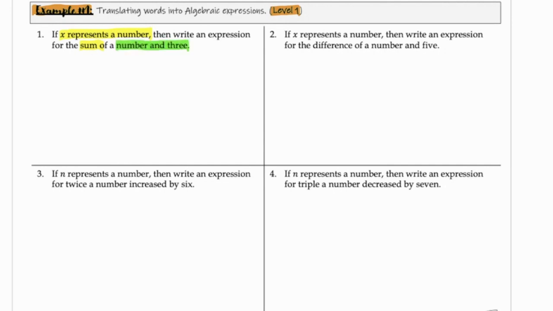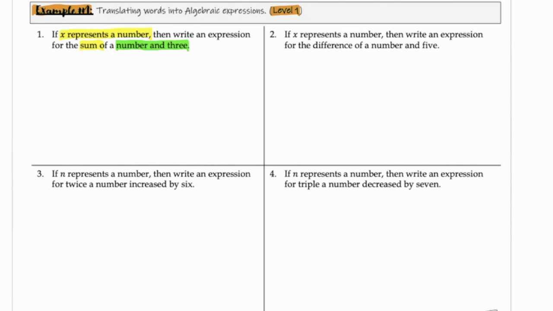Okay, so I read it once. I'm going to read it one more time. If x represents a number, then write an expression for the sum of a number and 3. My goal is to understand this, so I want to read it multiple times. But now I have something. I've underlined something. I've highlighted important words.